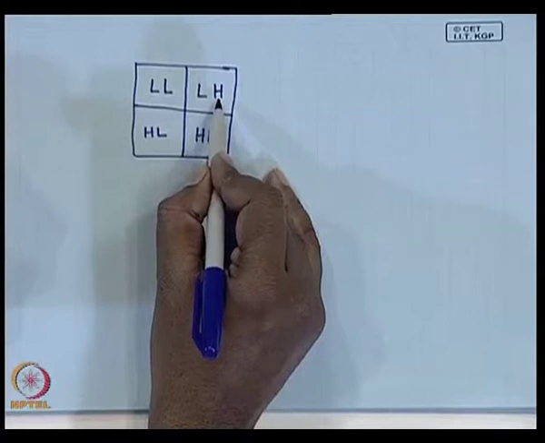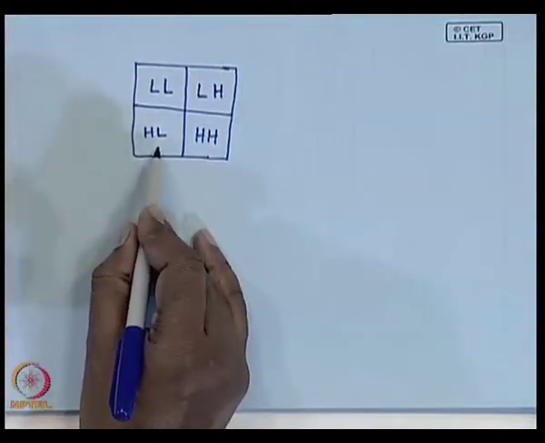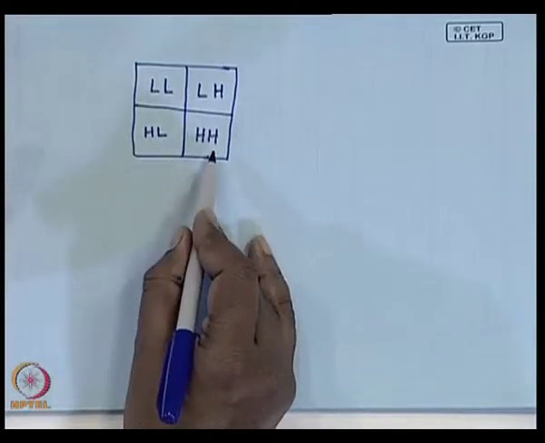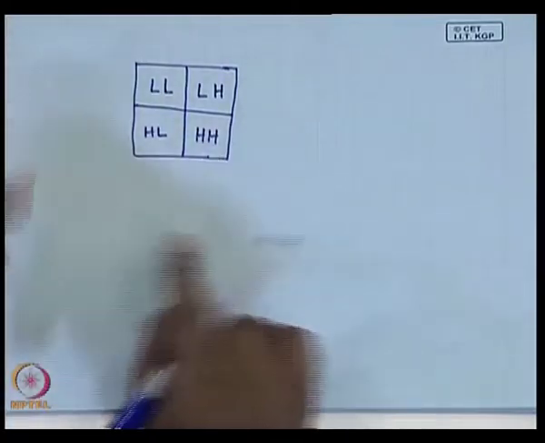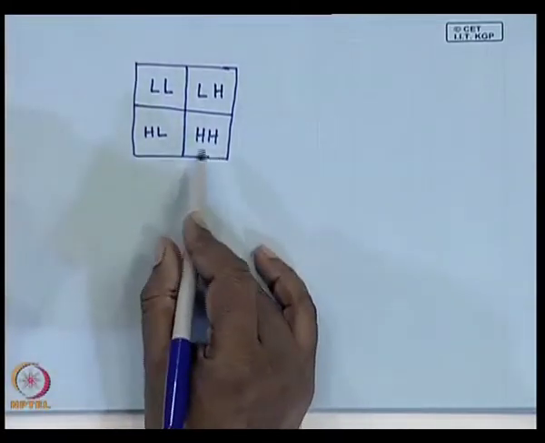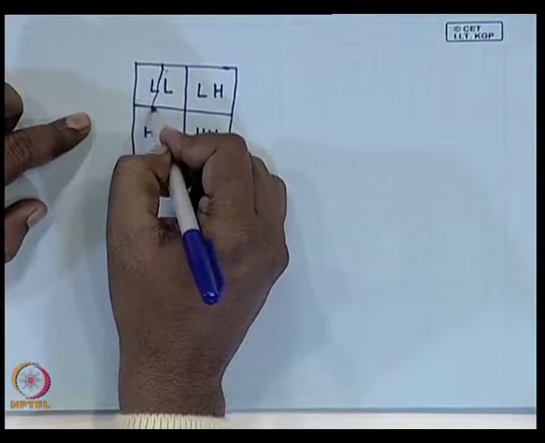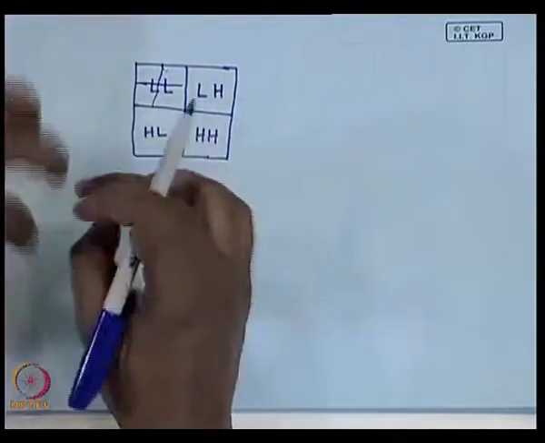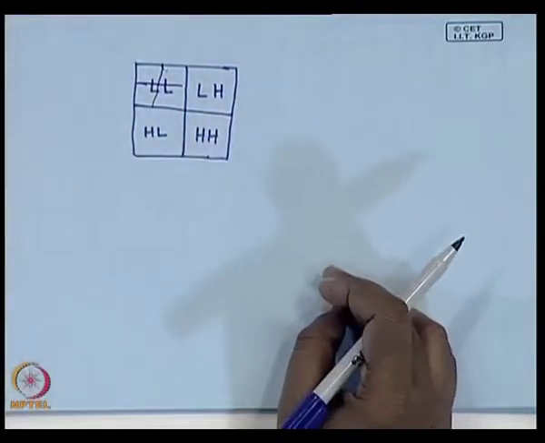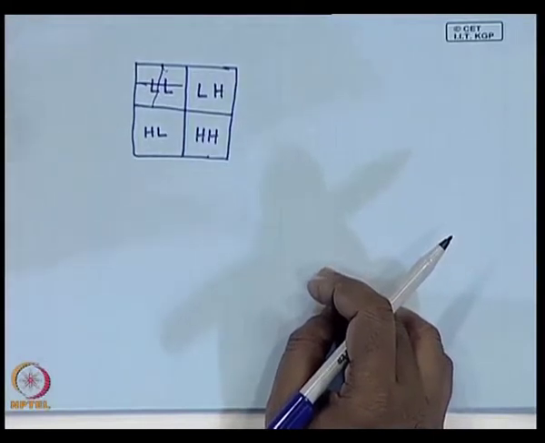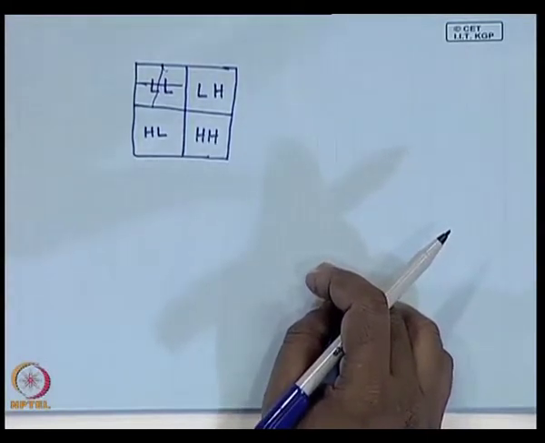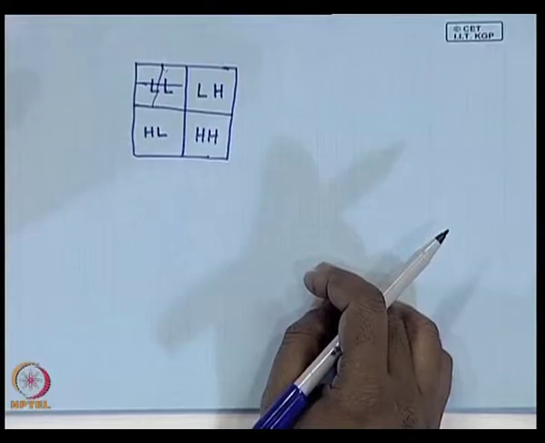Is that okay? Similarly, the HL subband will highlight all the horizontal edges, right. HH, which is high pass horizontal and high pass vertical, will mostly highlight all the diagonal edges, right. Then I perform further subdivision on this LL subband, and continue with this. Every time I get subbands at different resolutions.